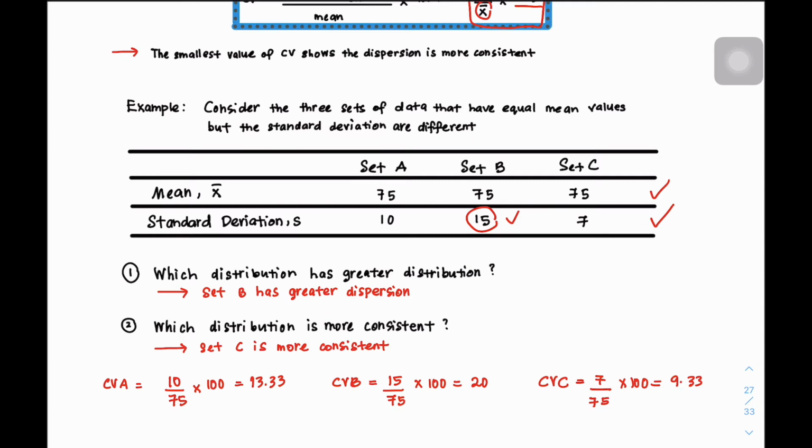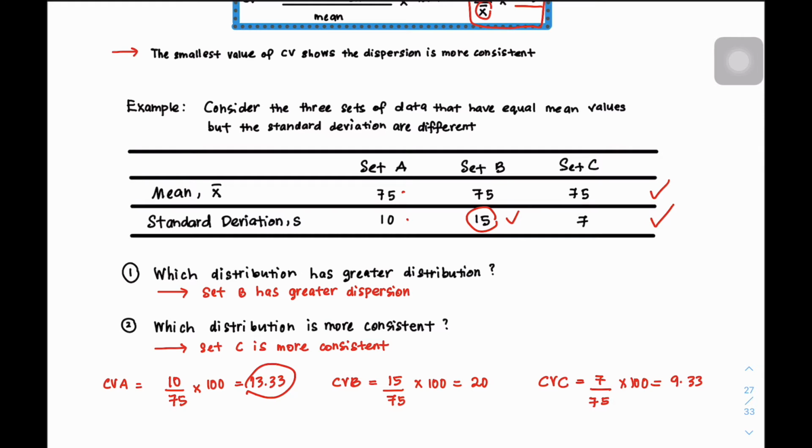So nak kira coefficient of variation, standard deviation divide by the mean and times with the 100. Okay, standard deviation divide by mean times with 100. Okay, so kita akan dapat nilai coefficient of variation. So semakin kecil coefficient of variation menunjukkan yang kita punya data set semakin konsisten.